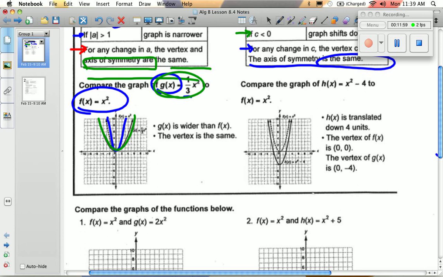And did the c value change? No, only the a value changed. So because the a value went to 1/3, we can say that it's going to be wider than f of x. And we would say the vertex is the same. We could say one other thing here. What else is the same? What else stays the same when the vertex doesn't move? The axis of symmetry, yeah. The axis of symmetry is the same. So we're going to add that in there.